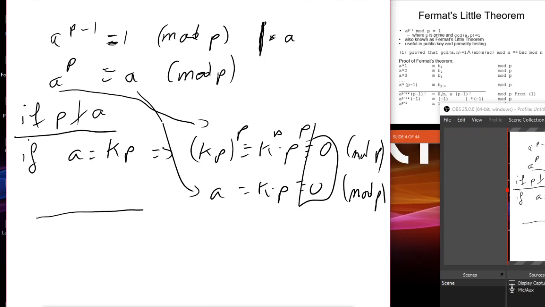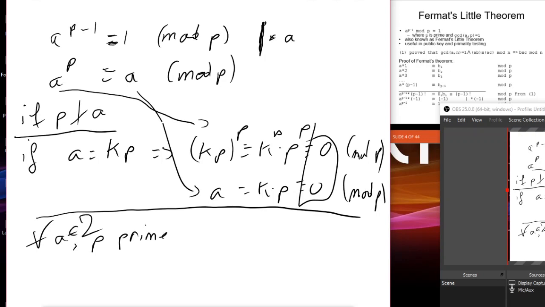So we have proven this generalization of Fermat theorem that says that whatever a in Z, if p is prime, then a at power p will be congruent with a mod p.